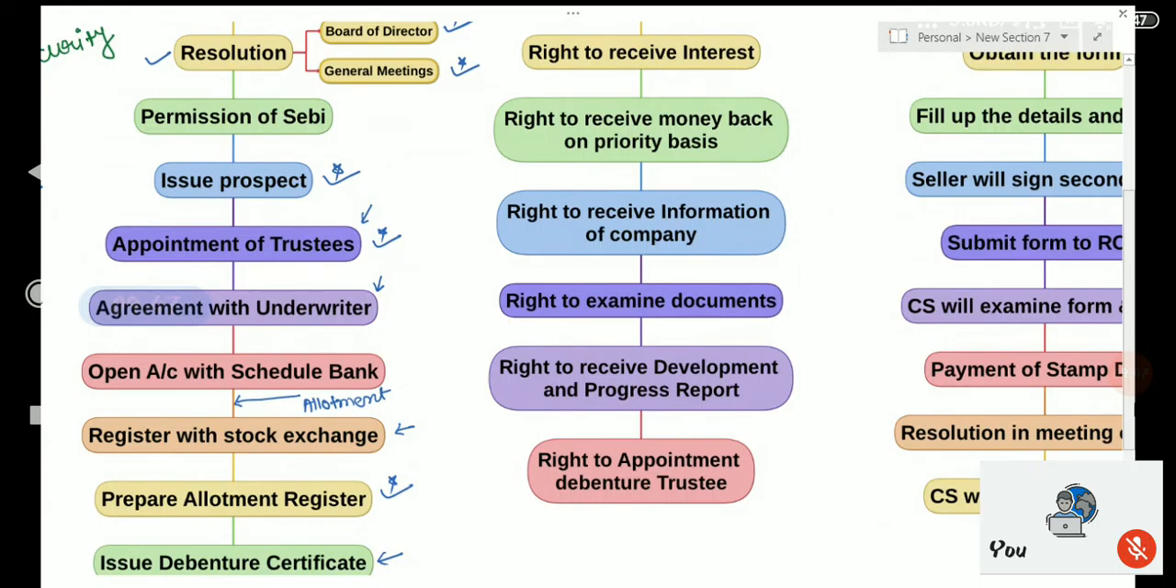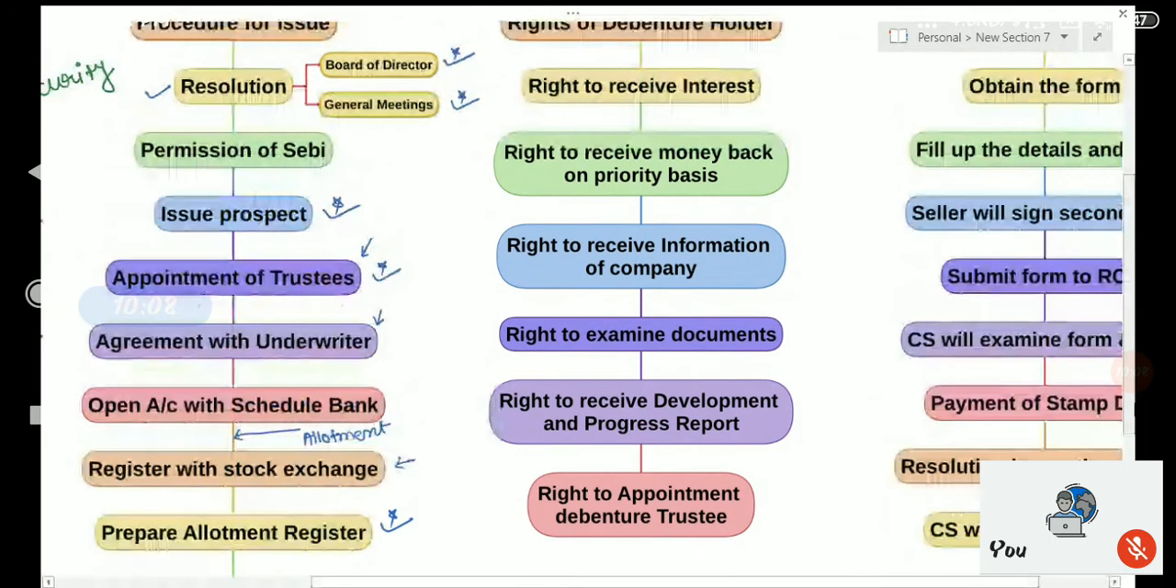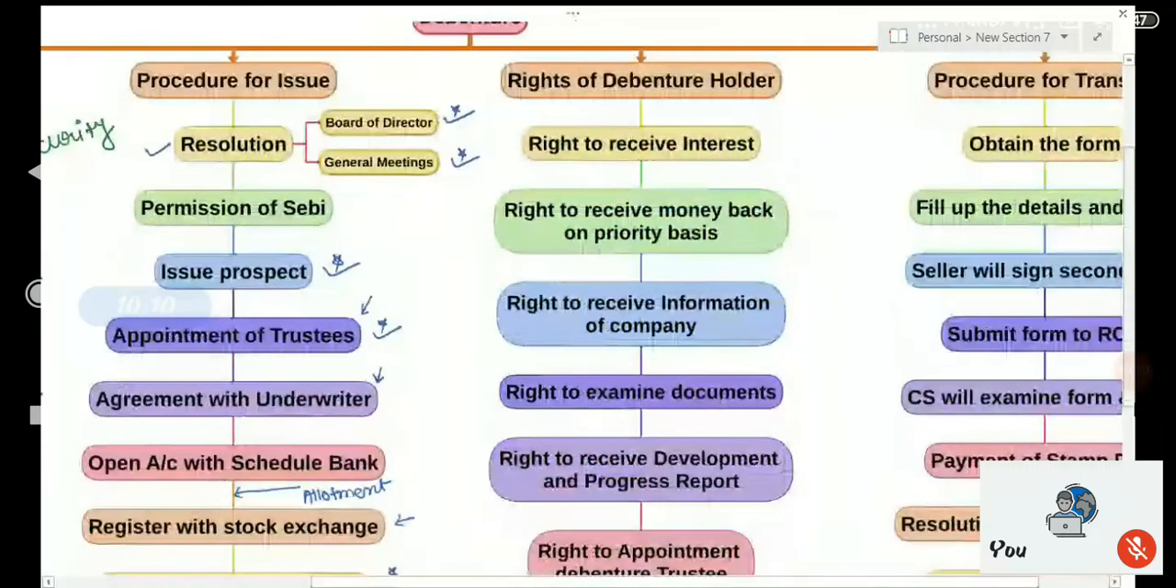Then after that, register with the stock exchange also. Unless and until you have registered with the stock exchange, people will not be able to trade on NSE, BSE. Okay. Finally, prepare the allotment register and issue the debenture certificate. But issue of debenture certificate is not relevant right now because such kind of things are not taking place. Okay, everything got dematerialized.